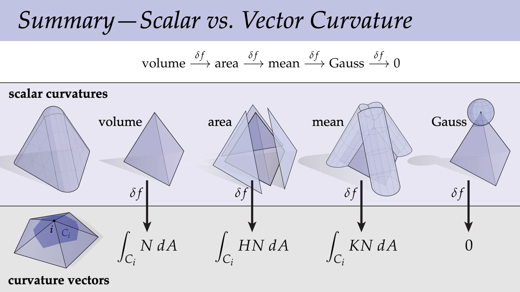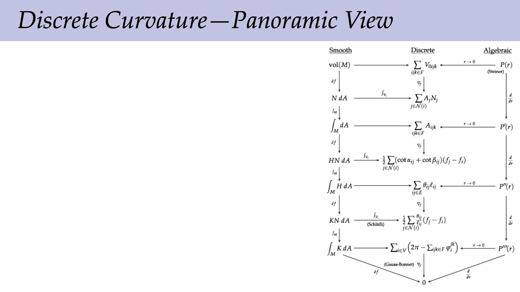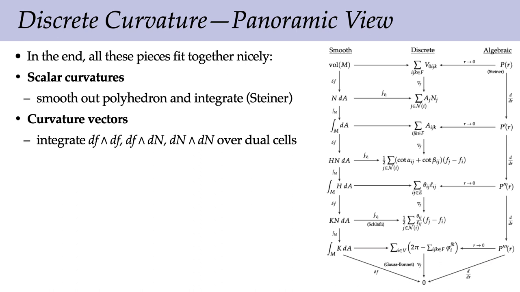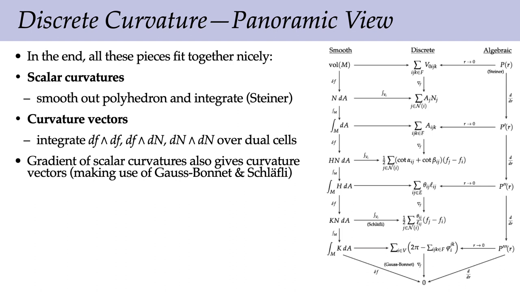Let's take a step back and look at the whole view of curvature that we've talked about so far. In the end, all of these pieces fit together really nicely. We had these scalar curvatures that came from smoothing out the polyhedron by mollifying it with a ball and integrating the curvatures of the resulting surface. We have curvature vectors that we got by integrating these basic two forms, df wedge df, df wedge dn, and dn wedge dn over dual cells. We see that the gradient of scalar curvatures gives us the curvature vectors. So these two viewpoints are linked in a very natural way.